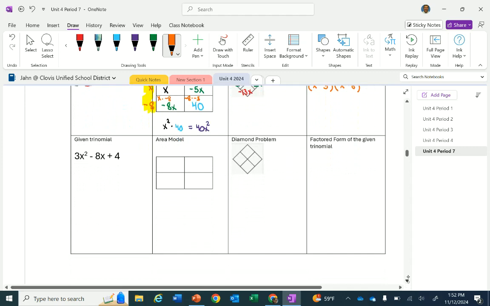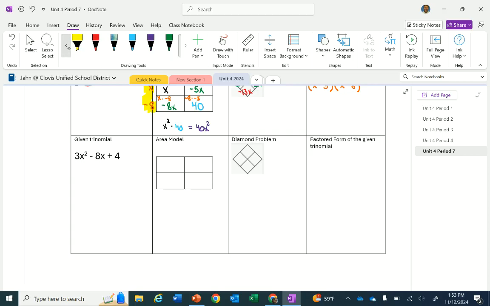Last example, we have the trinomial 3x squared minus 8x plus 4. We're going to factor that trinomial. So how do we do it? Well, we take the term that has the x squared in it, which is 3x squared this time. This is the first one we've done where the x squared term has a number in front of it. But we put that 3x squared in the upper left part of the area model.